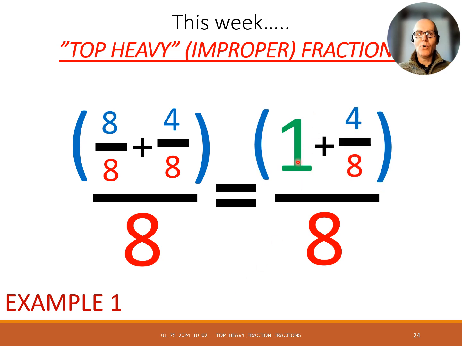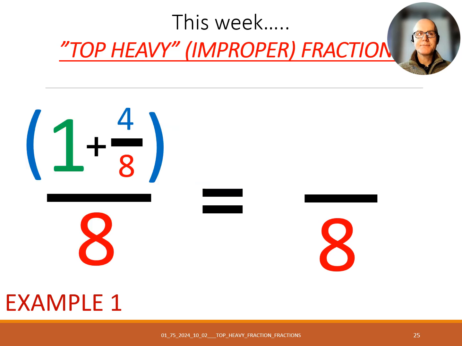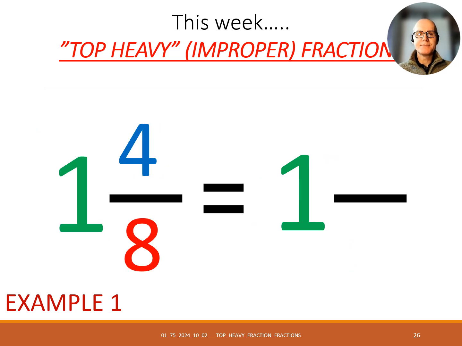So we have one whole plus 4/8. 1 and 4/8. So can we simplify 1 and 4/8? Yes, we can. 1 and 4/8 simplified is 1 and 1/2. Always simplify your fraction down to its lowest values.